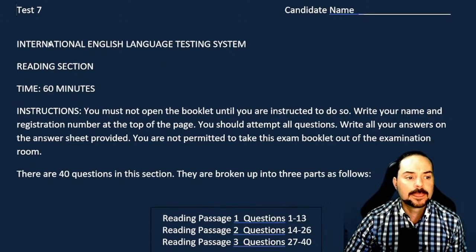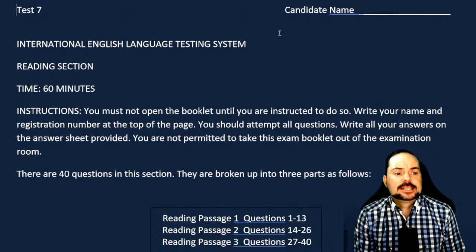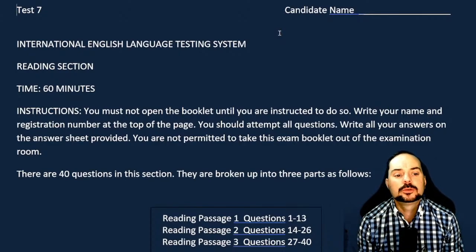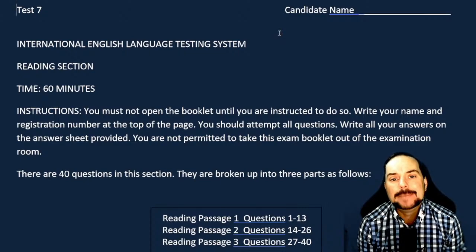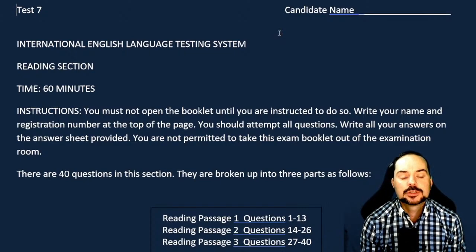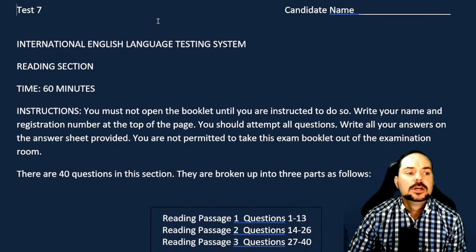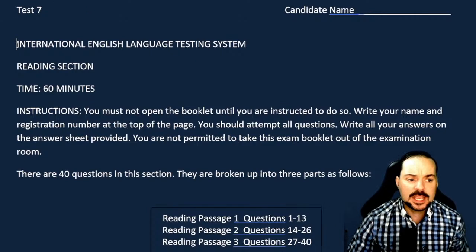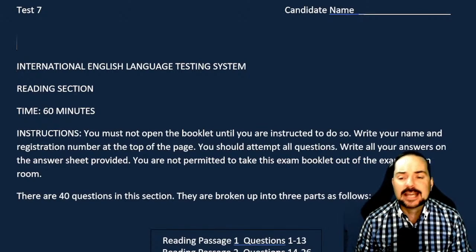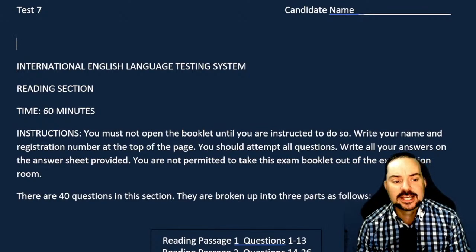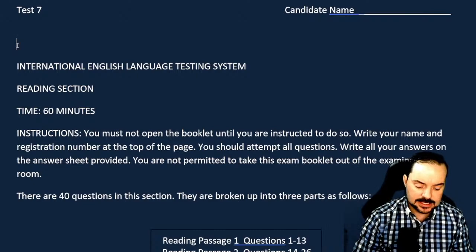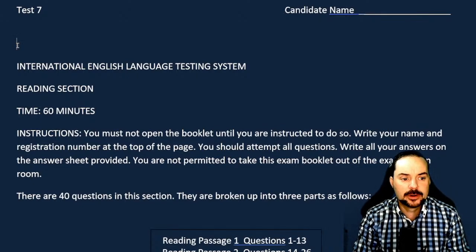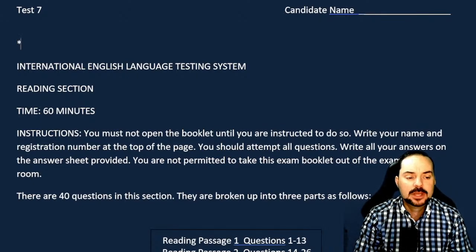There it is. Okay, when you're in the exam, you have some instructions. You don't need to worry about these. You should know these before your exam, so you don't have to spend time reading this. But basically the idea is this. Now this is reading, right? And this is our test 7. So we're producing these tests this year. And this is a reading passage from our 7th exam.